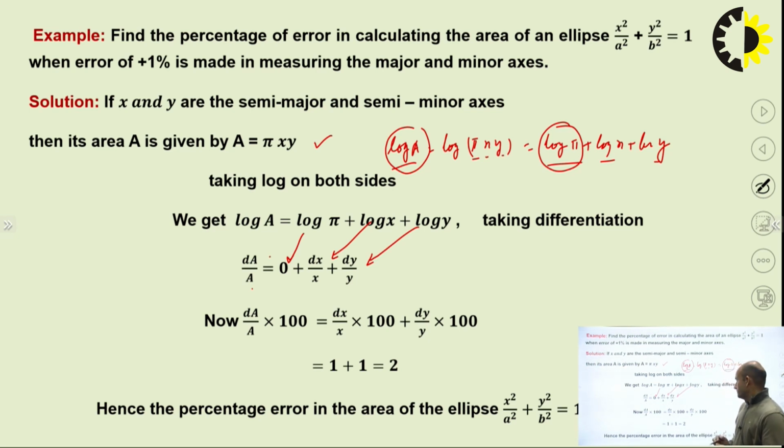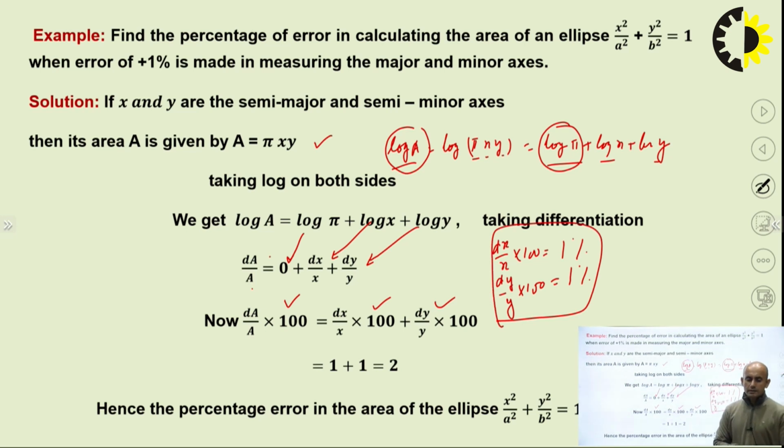So if we multiply it by 100, we get dA upon A into 100 equals to dx upon x into 100 plus dy upon y into 100. As we have percentage error in major and minor axis as 1%, it means error in x is 1% and error in y is also 1%. So we have error in x, dx upon x into 100, this is percentage error, and which is 1%. And similarly, the percentage error in y is dy upon y into 100, and this is also 1%.